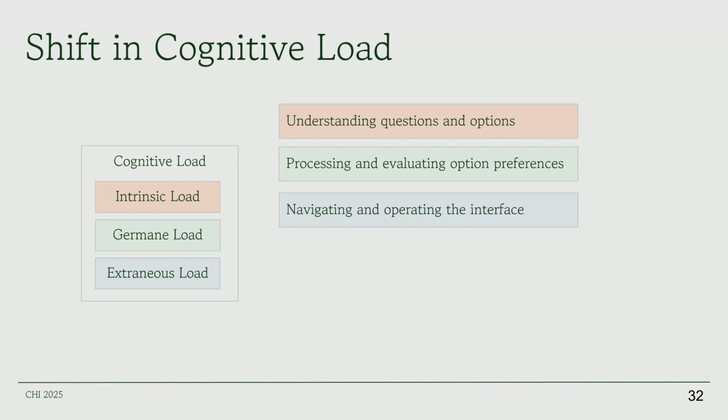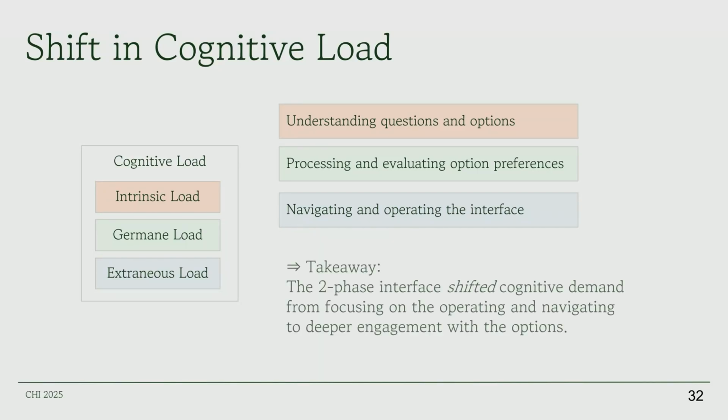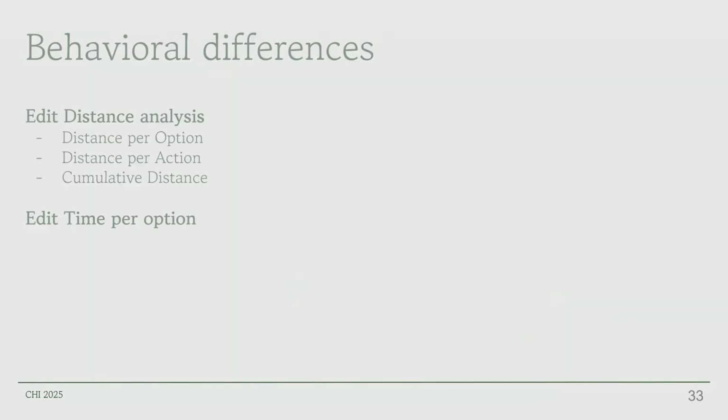Altogether, the takeaway here is that we interpret the result as the two-phase interface shifting participant cognitive demand from focusing on operating the tool to being more engaged in constructing preferences across the options, especially in the long survey.